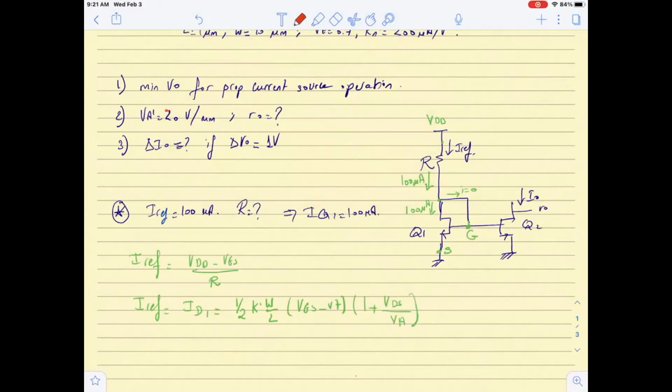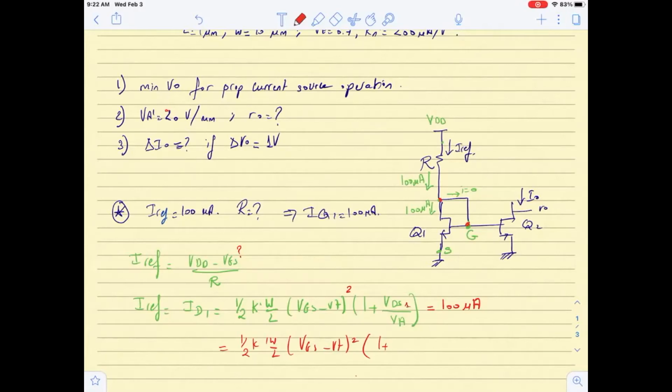I don't know what VGS is to solve for R, so I need first to solve for VGS. I know that this is equal to 100 microamps, and this equation here for ID1 is only dependent on VGS. So I can rewrite it as half K prime W by L times VGS minus VT all squared. VDS is equal to VGS for transistor Q1.